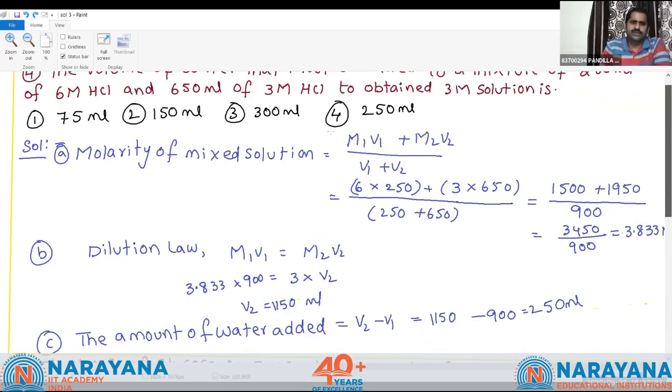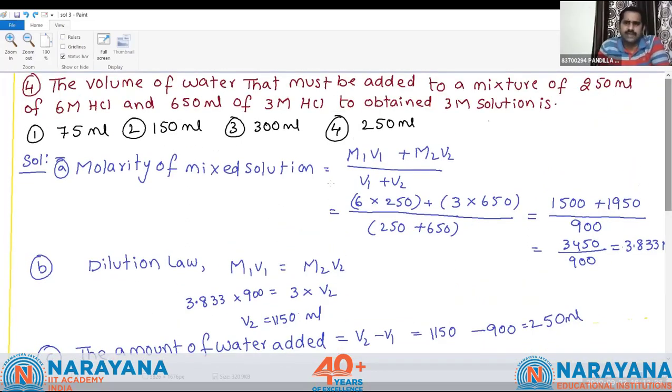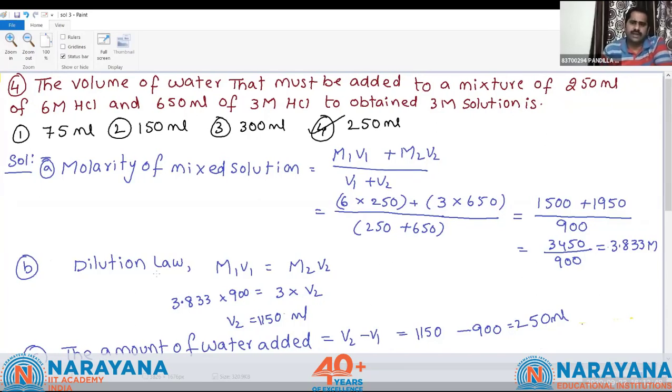So here the answer is given, 250. For that we did a calculation. First I calculated the molarity of the mixed solution: M1V1 plus M2V2 by V1 plus V2. By substituting the values, we got 3.833 M molarity.